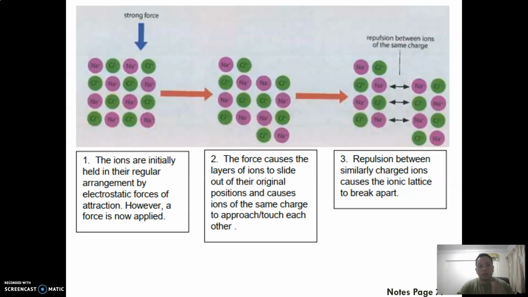Okay, so this diagram is in your notes. It's going to explain why. You can see that the pink circles represent sodium ions, positively charged. The green circles represent chloride ions, negatively charged. So at first you can see the lattice structure where sodium ions and chloride ions are actually alternating. Then when you apply a force, the ions move out of their positions and the sodium ions will touch another sodium ion. The chloride ion is going to touch another chloride ion. And the lattice structure will break apart due to this repulsion.